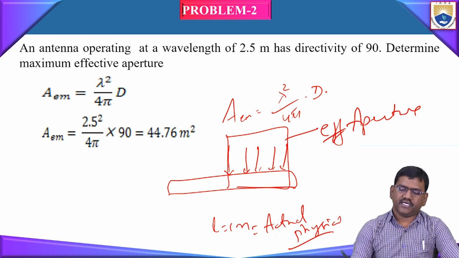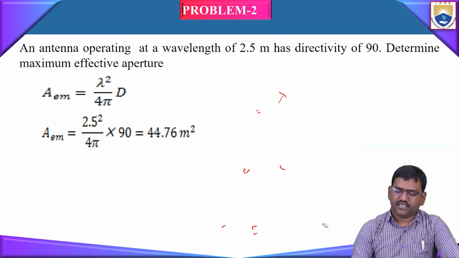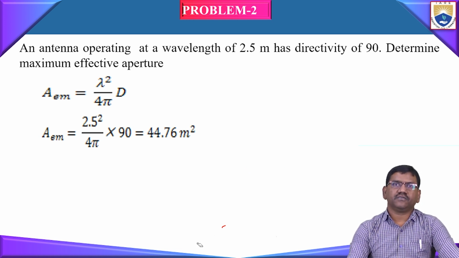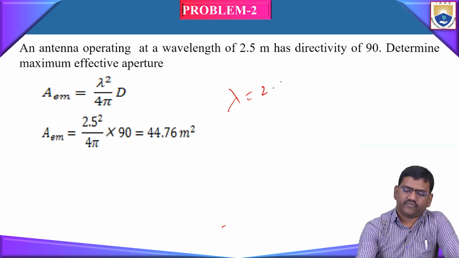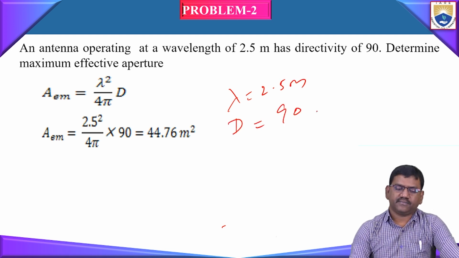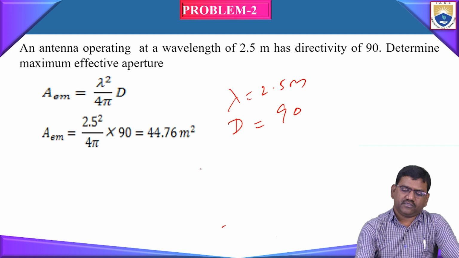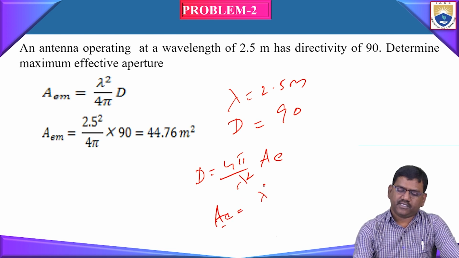There is a relationship between the directivity and the effective aperture of an antenna, which we can write as AE is equal to lambda square by 4 pi into D. Here the wavelength is given as lambda is equal to 2.5 meters, and the directivity is given as 90, simply as a decimal number. So we have the formula D is equal to 4 pi by lambda square into AE, or AE is equal to lambda square by 4 pi into D.